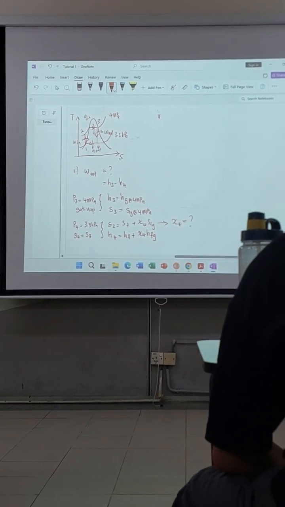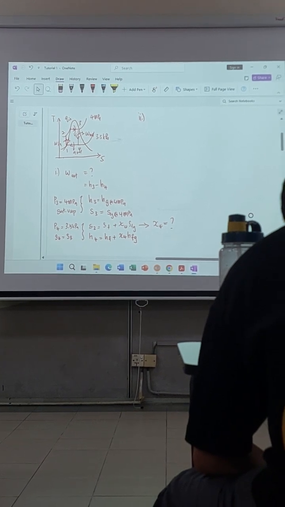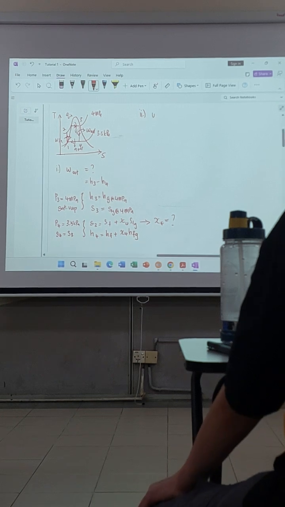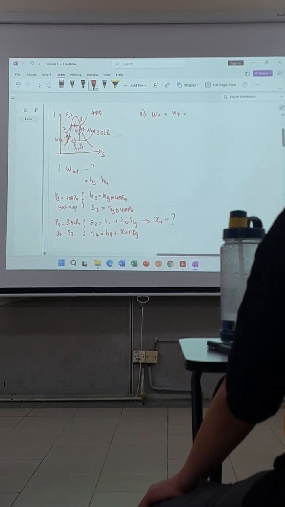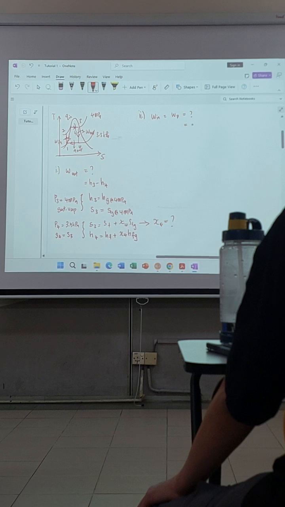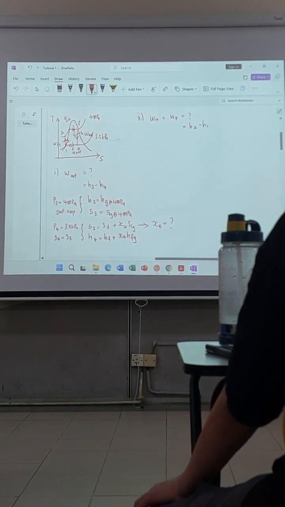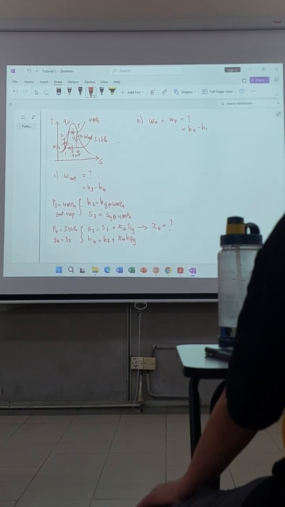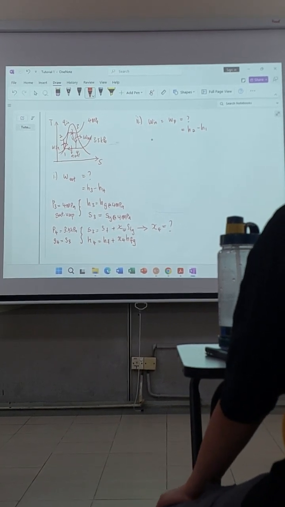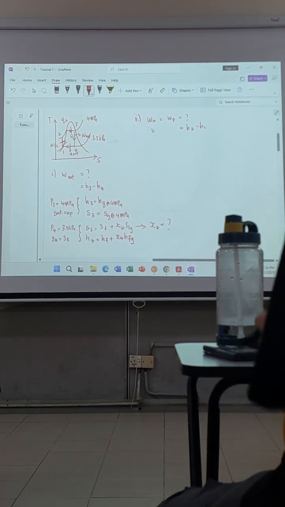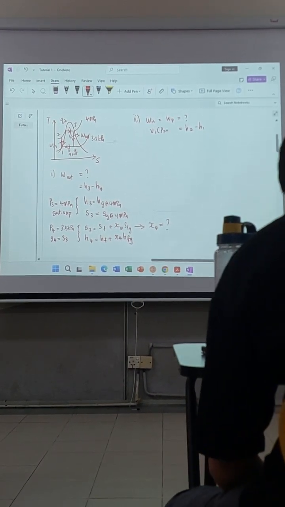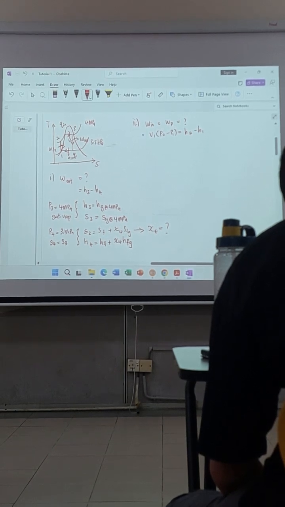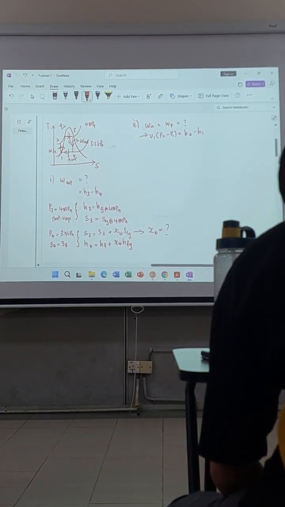Then for 2, I will just continue writing first. So for question 2, so for work in. So this will be state 2 minus state 1. Technically, you already have 2 minus 1. So we also know that this equation is h2 minus h1, the work in. Okay, I'll just write 2 here. This is the most common equation.